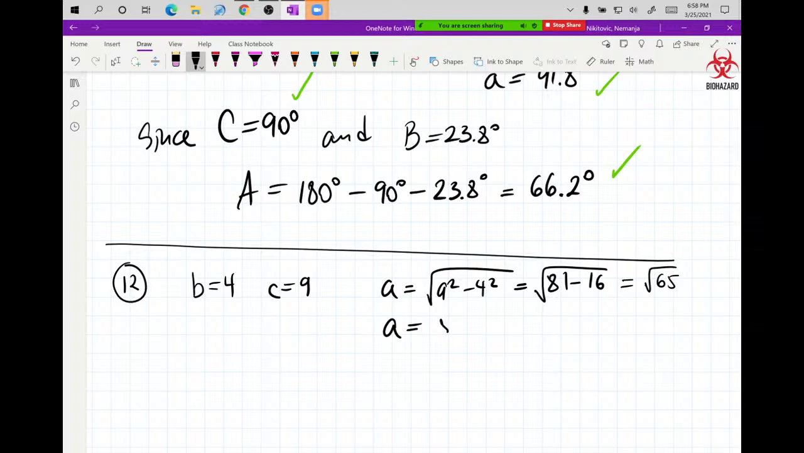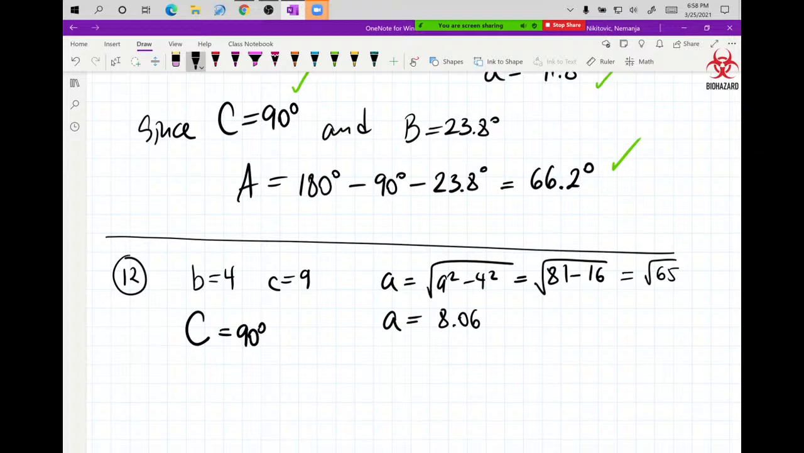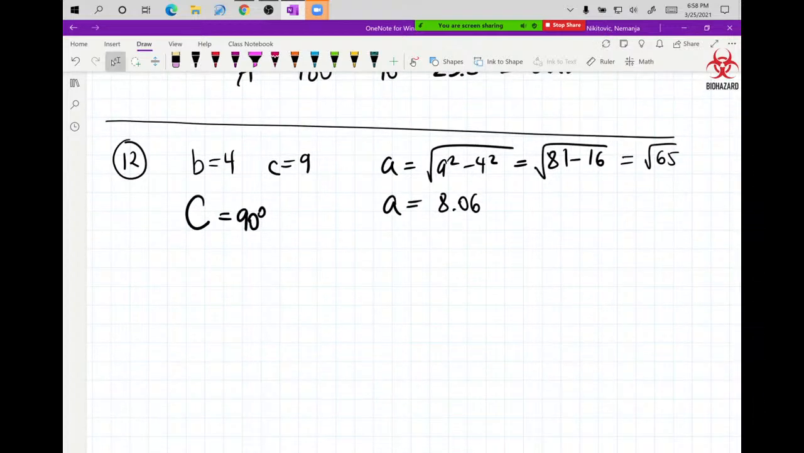8.06, as I said. So now you have 3 sides, but you also have that the capital C, which is the angle, is 90. So you just need to find one angle out of capital A, capital B, one of them, and the other one you can just subtract from 180. So now we can draw the triangle.